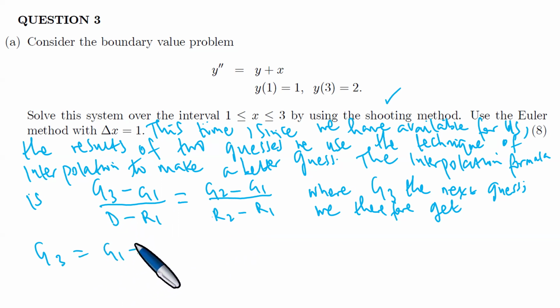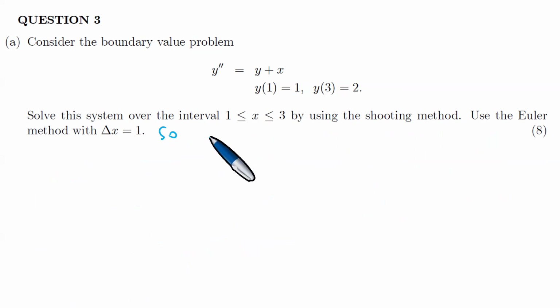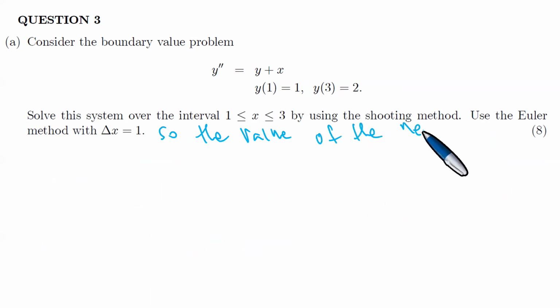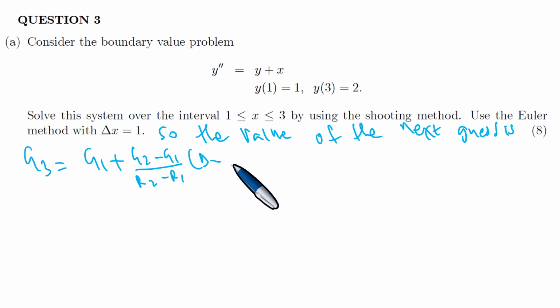So guess 3 would be guess 1 plus guess 2 minus guess 1, divided by result 2, result 1 we've got, D, which is 2 minus R1, which became result 1. Now we are in business. So the value of the next guess: guess 3 is equal to, we saw the interpolation formula, guess 1 plus guess 2 minus guess 1, and then it is D minus R1.